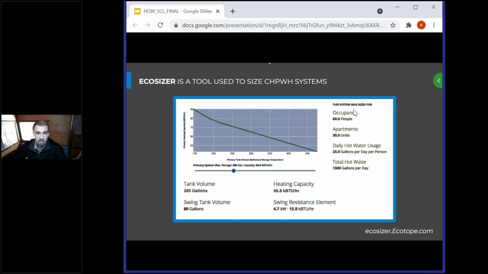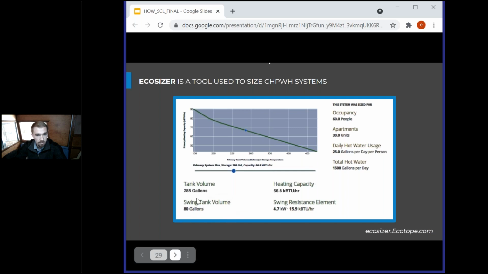And then that will give it a total daily hot water usage, right? So here you have occupancy of 60 people, 30 apartment units. Your daily hot water usage is going to be 25 gallons per day per person. And then that gives you 1,500 gallons per day usage. So those are all the inputs, while the output will be, you need 285 gallons of storage paired with 66,000 BTUs of heating. So in an apartment building with 30 units, you wouldn't typically see a boiler with that small of recovery, but we're able to downsize that recovery because we're increasing the storage to handle those peak loads.